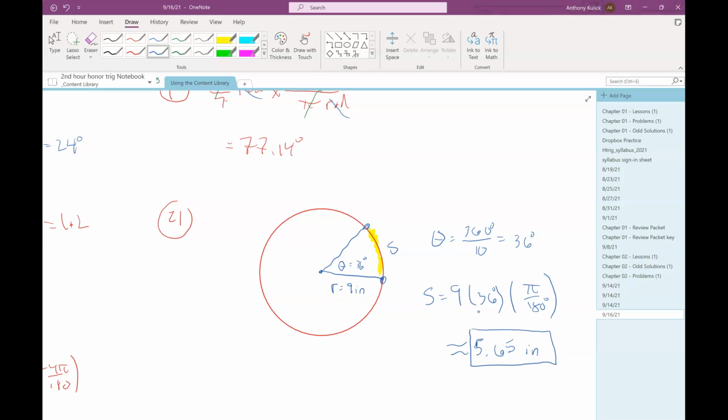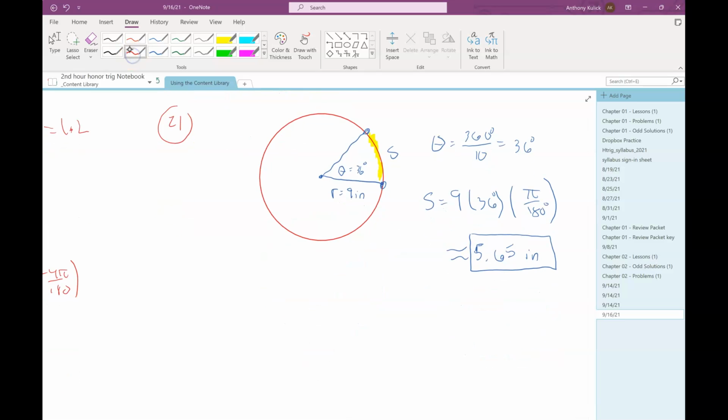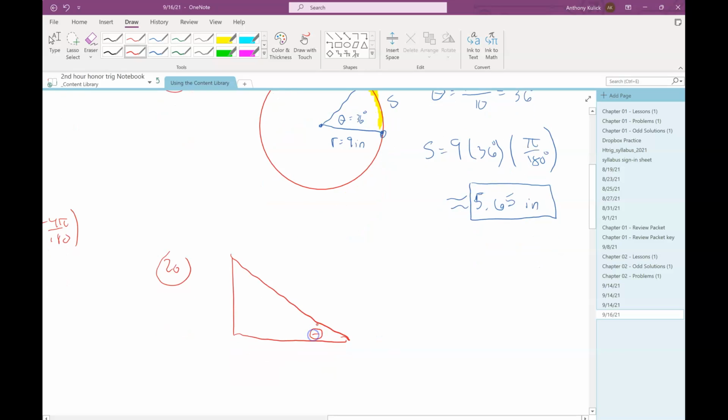Grace, will you do number 26? Sure. So 26, we're given a right triangle and some values for the side lengths. I'm just going to write the values for the side lengths on the triangle, even though that's not exactly how it's given in the picture. But that's what they'd want you to do. You good with that? Yes.